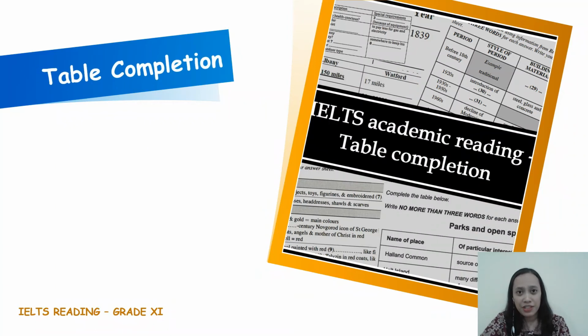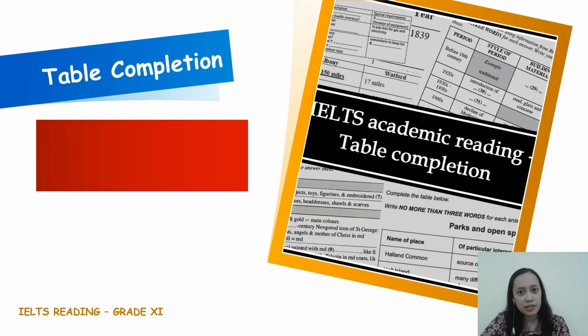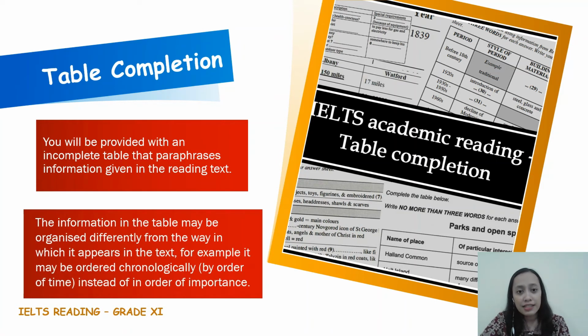So, table completion in IELTS reading task. Table completion means you are going to complete the table based on the information that you can find in the reading text. Here, you will be provided with an incomplete table that paraphrases information given in the reading text. The information in the table may be organized differently from the way in which it appears in the text. For example, it may be ordered chronologically, or by order of time, instead of in order of importance.